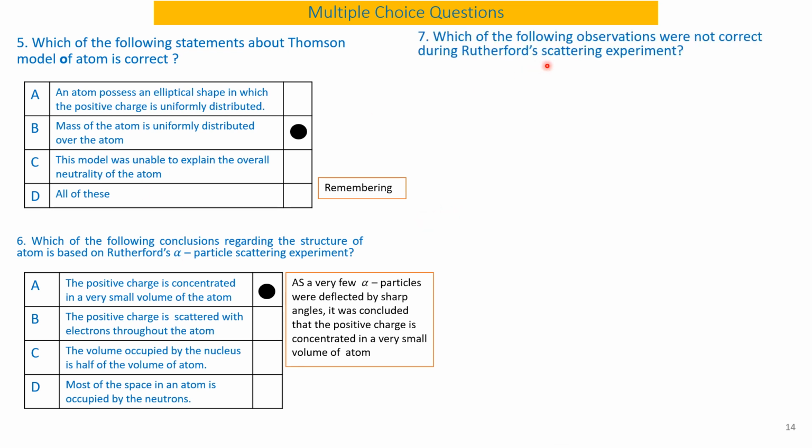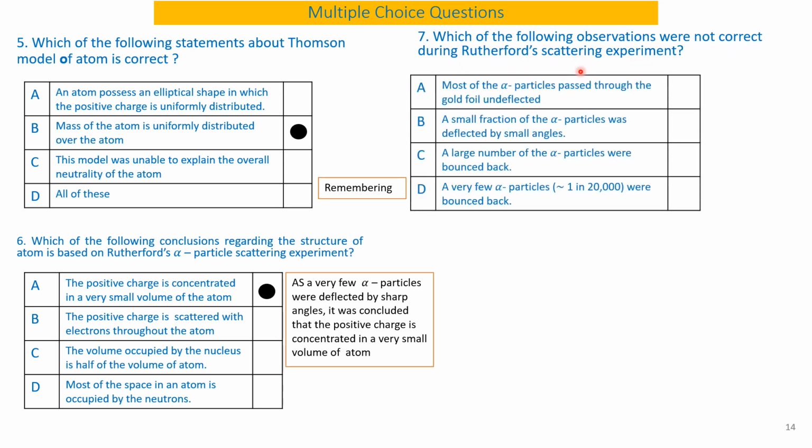Which of the following observations were not correct during the Rutherford scattering experiment? Most of the alpha particles pass through the gold foil undeflected. This is correct. A small fraction of alpha particles was deflected by small particles. This is also correct. A large number of alpha particles bounced back? A few of the particles. This is also correct. Only a large number of particles were bounced back.